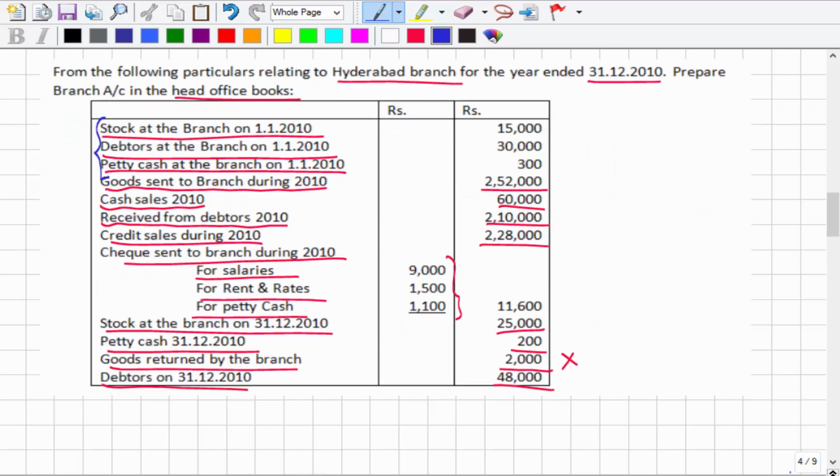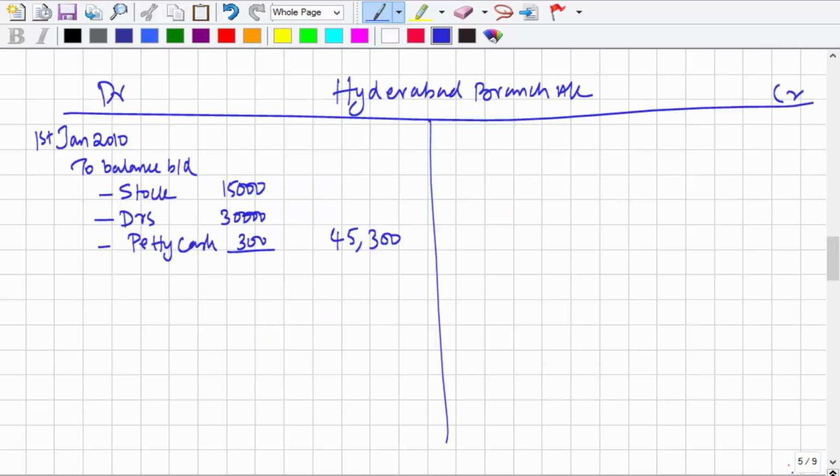Fine. Then what is the next item? We have goods sent to branch during 2010 is 2,52,000. So we have to say on 1st Jan, let's assume it is sent on 1st Jan since the date is not available, to goods sent to branch account, and what is the amount? It is 2,52,000. So that is taken care of.